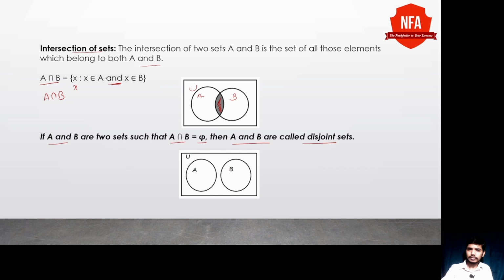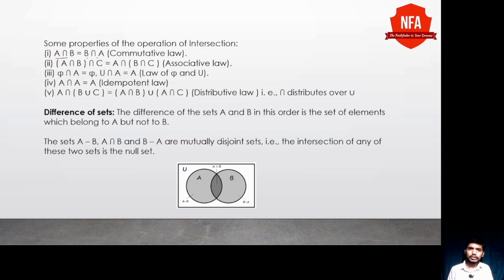Now let's look at some properties of the intersection operation, which are similar to the properties of union: A intersection B equals B intersection A, and the same goes for the associative law. But in this case, the intersection of phi and A will be phi only, and the intersection of U and A will be A only. Because let's say we are given the universal set U, and in this we are given set A, then A intersection U will be this set only, and A intersection A is A only.